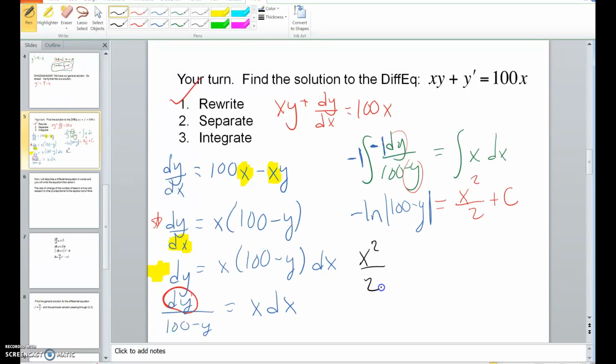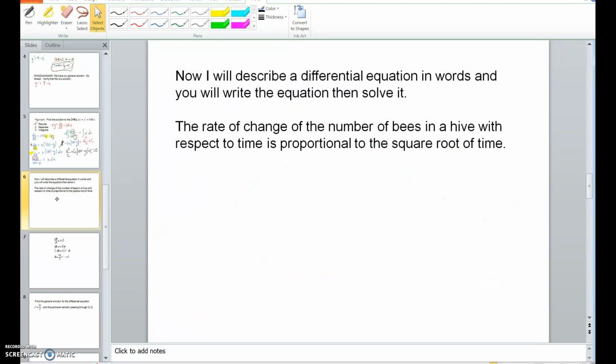X squared over 2 plus natural log of 100 minus y plus c equals 0 would be fine. As long as you get to here, that is the solution to this differential equation. Okay. So sometimes you'll see problems where they will describe a differential equation to you in words, and you have to write the equation and then solve it.